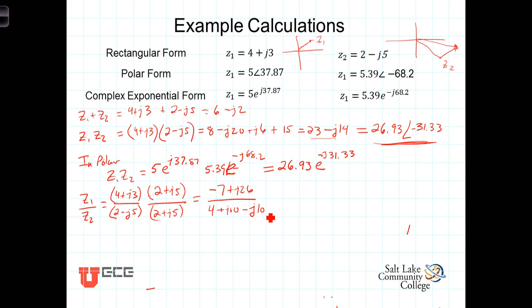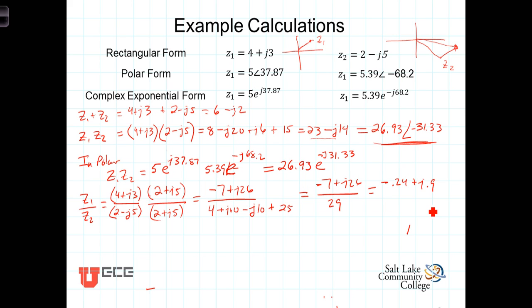And then we have the negative j5 times a positive j5. We've got to be careful with the signs here. 5 times 5 is 25. J times j is a negative 1. Minus times a plus is a minus, so we've got a minus from the signs, a minus from the j squared. That gives us a positive. So this then turns out to be negative 7 plus j26 divided by 29, which works out to be equal to negative 0.24 plus j0.9. So the division of z1 divided by z2 in rectangular coordinates gives us this rectangular coordinate.